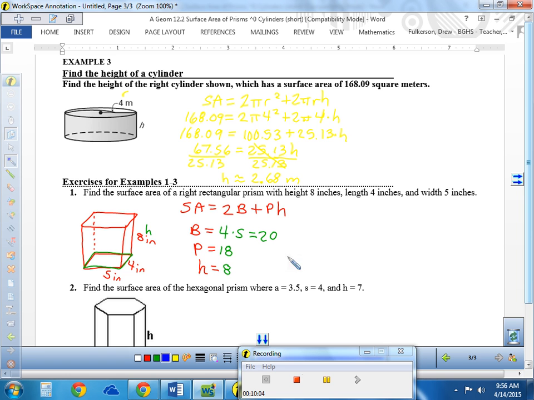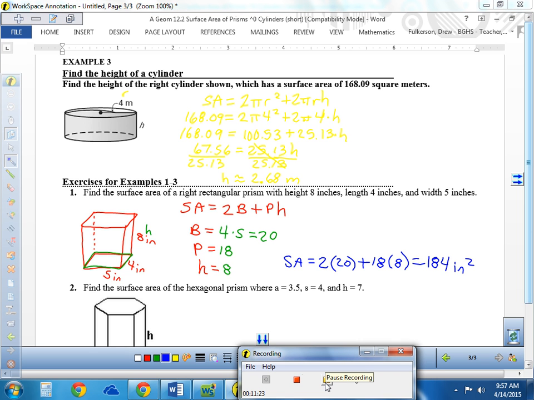So I can write down surface area equals 2 times, this is where I use the big B, which is 20, plus 18 times 8. Then we can see what that equals. So that equals 184 inches squared. Remember, we put square units anytime we see the word area. Later on we'll do volume, and that has different units.